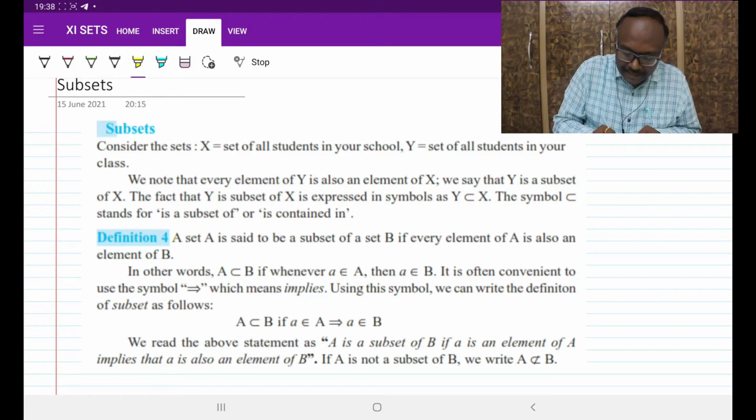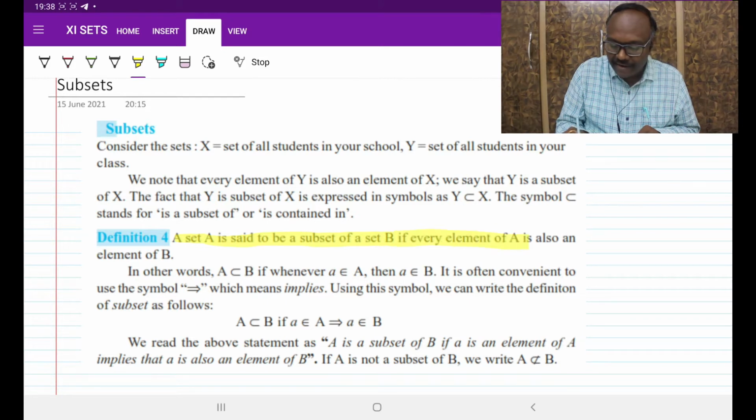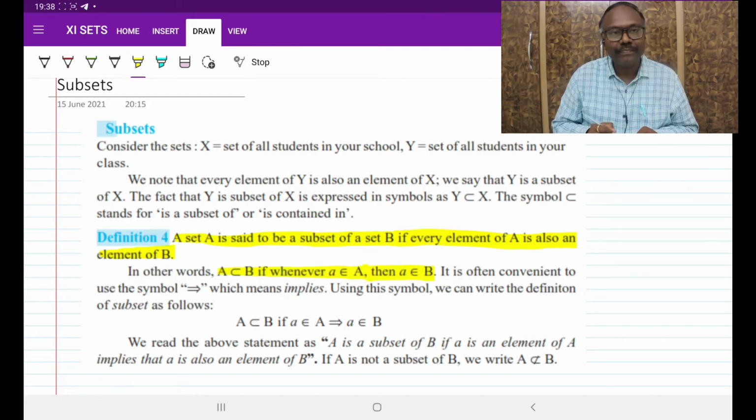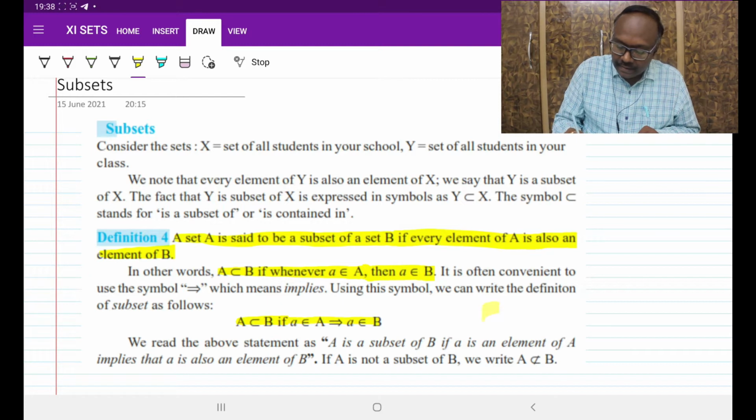So, let us see the definition. A set A is said to be a subset of B if every element of A is also an element of B. In other words, we write A is a subset of B if whenever small a belongs to capital A, then a also belongs to B. So, we write it as A is a subset of B if a belongs to A implies a belongs to B. So, here we use the symbol to denote the subset. So, this is the symbol used for subset.